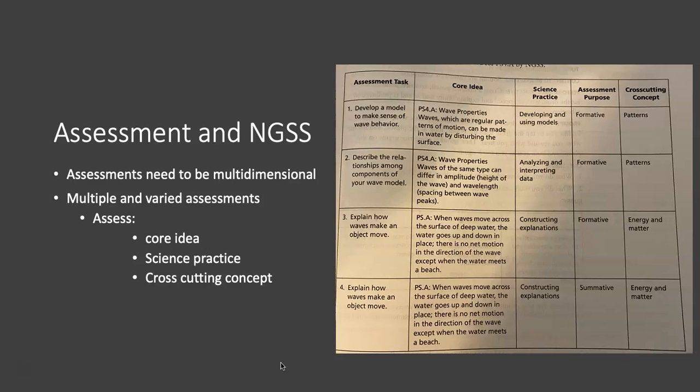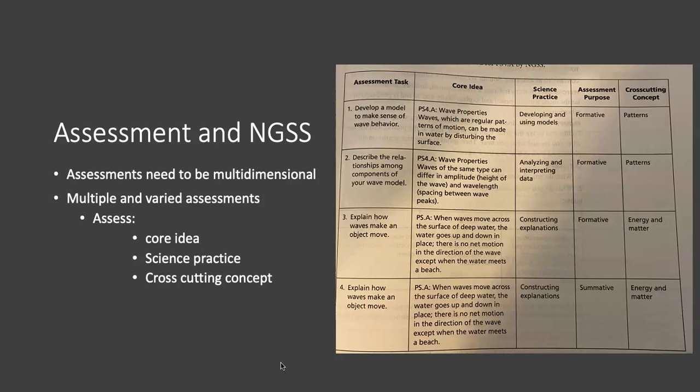Before we discuss specific assessments, you need to think about assessment and the NGSS. The Louisiana Science Standards are derived from the NGSS, and if you teach in any other state, those standards were derived from the NGSS. So if we understand how to assess NGSS, we understand how to assess our own Louisiana standards. Assessment needs to be multi-dimensional. What that means is you're going to need to use multiple and varied assessments.